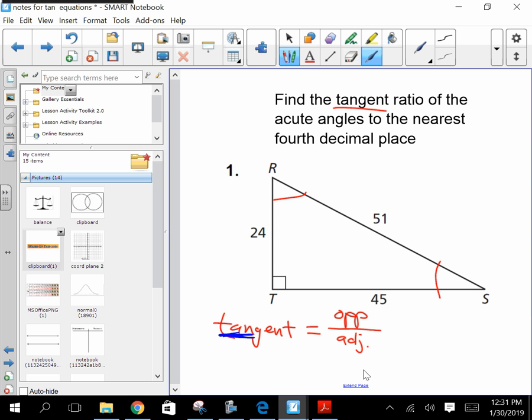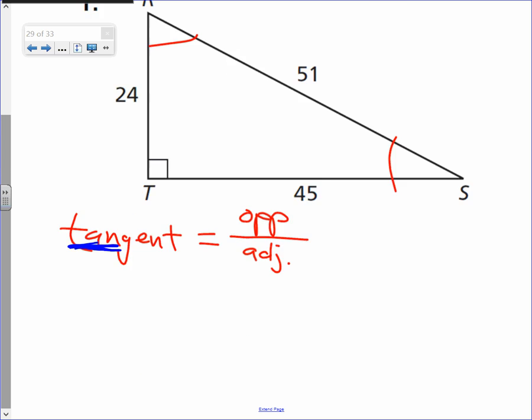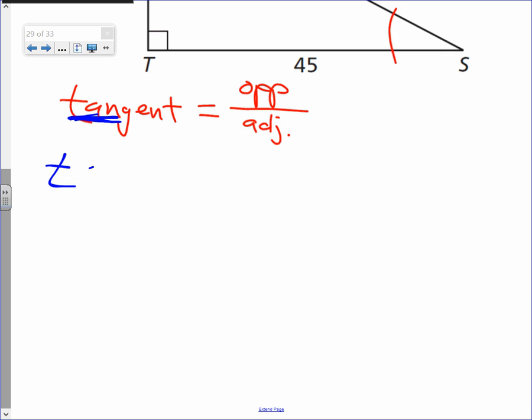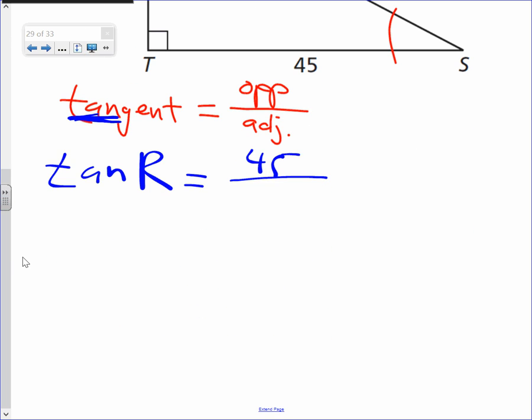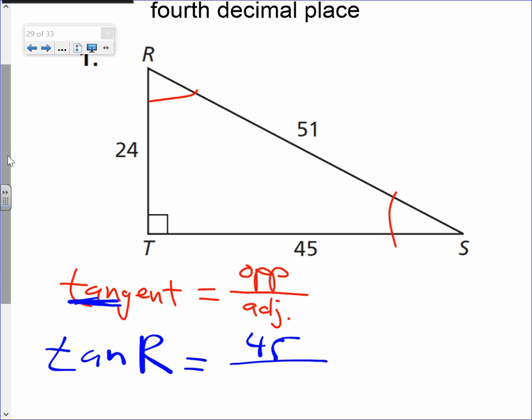Let's take the tangent of angle R. The ratio, here we go, write it with me. TAN, short for tangent, of angle R is. Numerator is the side opposite to R. Miss Bass, what side is opposite to R on this triangle? The number? Give me the number. 45. Rocking and rolling. You guys see that? That side's not touching angle R.